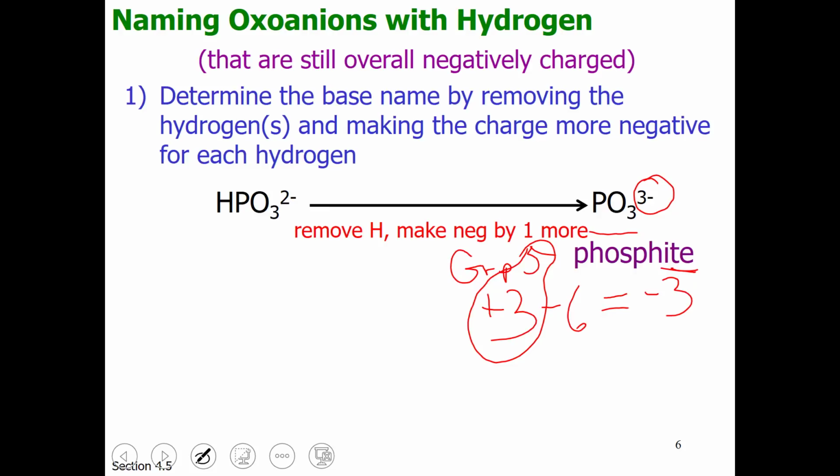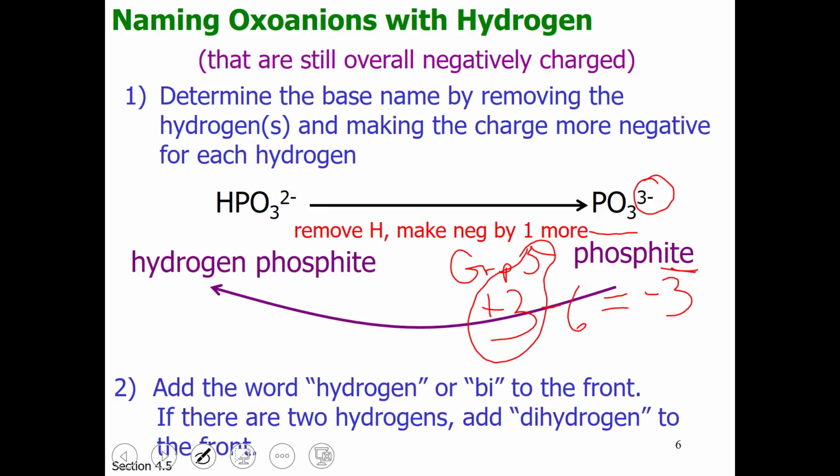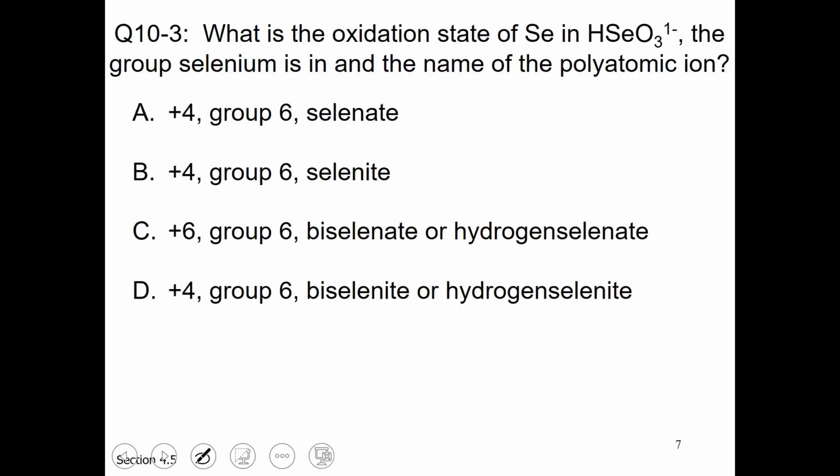So if the deprotonated one, where we've removed hydrogen, is phosphite, then we can just name the one with hydrogen hydrogen phosphite. It can also be called biphosphite instead of hydrogen phosphite. This question asks us about the oxidation state of selenium in HSeO3 1-, the group selenium is in, and the name of the polyatomic ion.